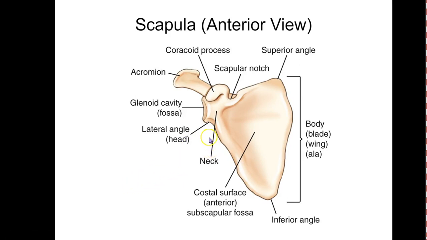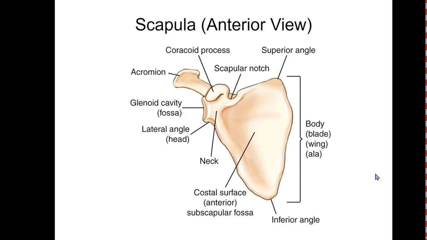Okay, so the constricted area between the head and the body of the scapula is called the neck. You can see that here. The superior and inferior angles refer to the upper and lower ends of the medial or vertebral border. So let's say that again. The superior and inferior angles refer to the upper and lower margins of this vertebral or medial border.